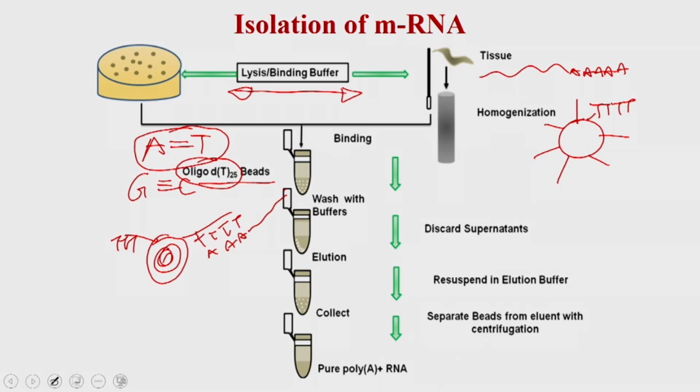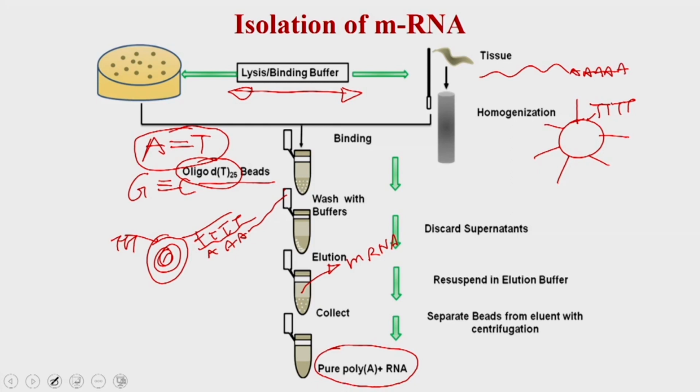Once you do the elution, it is going to break the interaction between the poly T versus poly A, and that actually will release the RNA into the supernatant, and that supernatant you can take to collect the messenger RNA. So, ultimately what you are going to get? You are going to get the pool of messenger RNA in the eppendorf, and the beads you can discard. Now, you got the messenger RNA.